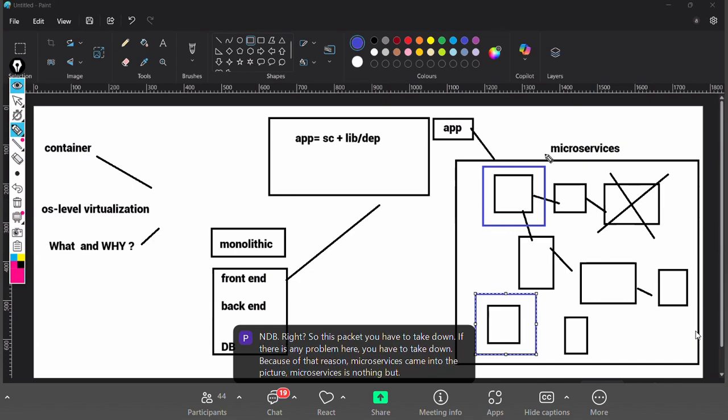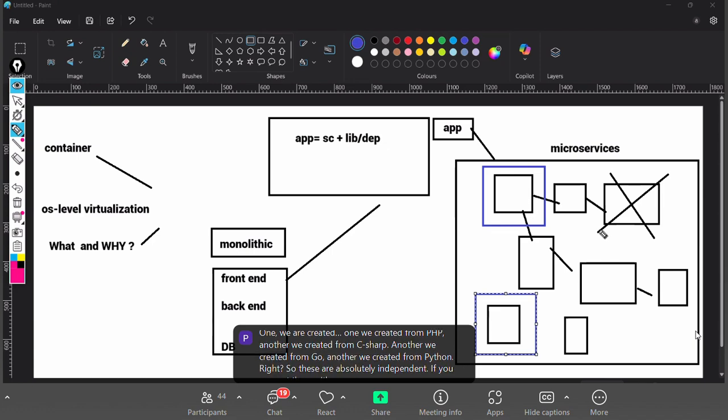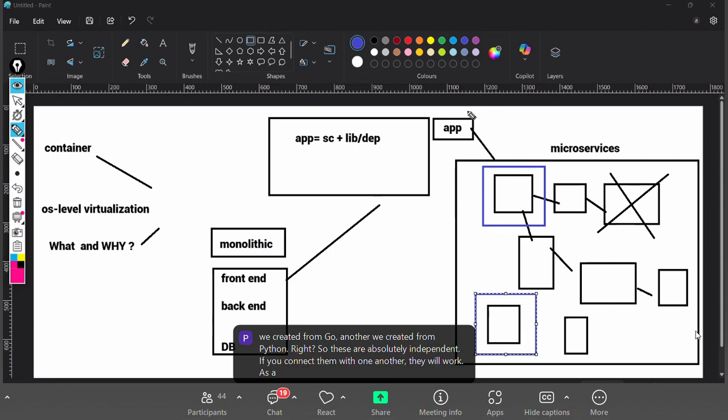Microservices is nothing but an entire application divided into small services. As it is divided into small services, if there is any problem in any service, you have to take down only that service, because these are absolutely independent from one another. They are running absolutely independently. One we created in PHP, another in C#, another in Go, another in Python. So these are absolutely independent. If you connect them with one another, they will work as a complete application.